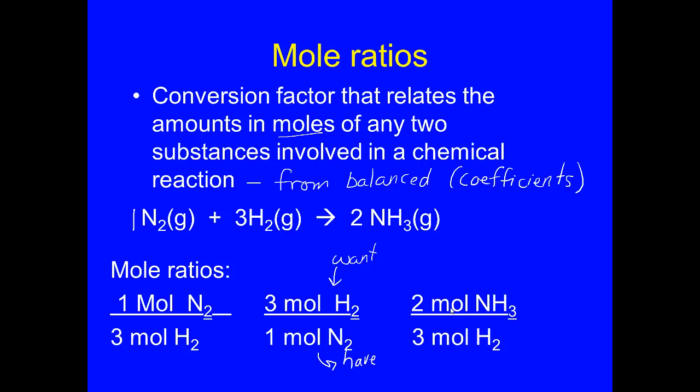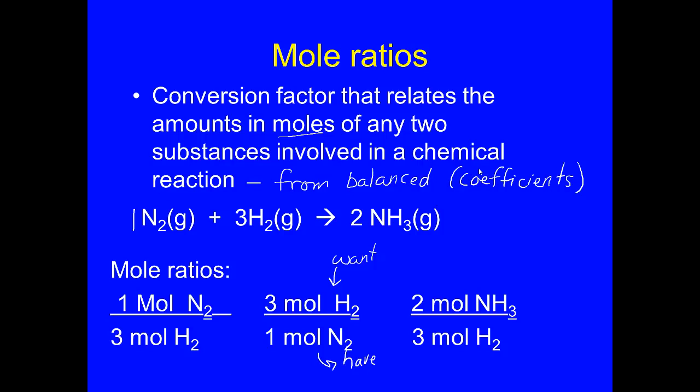Well, this one I would use if I wanted to know how much ammonia I have, if I know I have a specific amount of hydrogen. Okay, there's many more. I could flip this. I could compare nitrogen to ammonia. So you have many possible mole ratios from the one balanced equation.